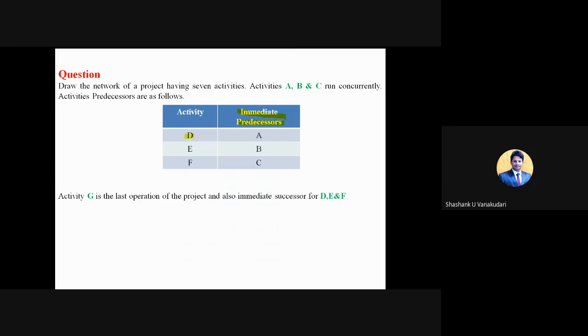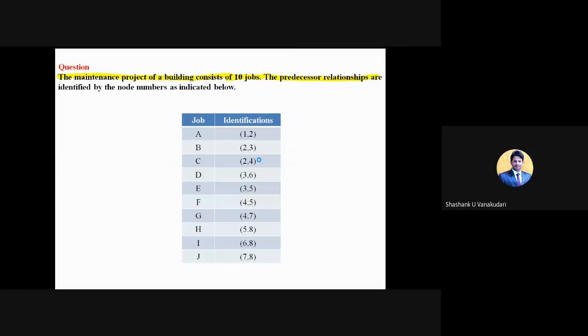For D activity, A is the predecessor, for E activity, B is the predecessor, and for F activity, C is the predecessor. But here, those relationships are given based upon these identifications, with respect to the node numbers 1 comma 2, 2 comma 3, 2 comma 4 and all, right? So now we need to draw the network diagram according to this.